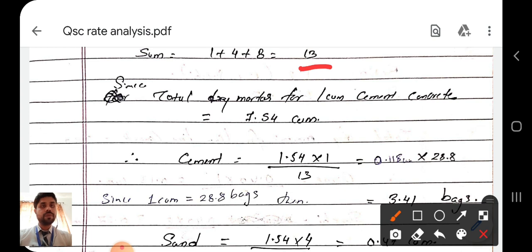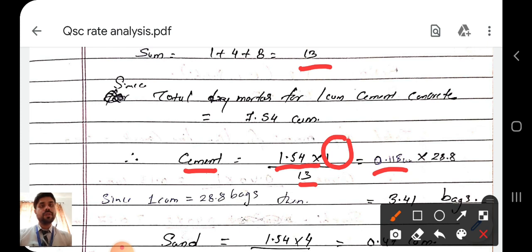So 1.54 will be divided by 13, and then it is multiplied by the ratio of that material. So the ratio of cement is 1, as we have discussed earlier. So here 1 is multiplied, which is equal to 0.118 cubic meter. And now as we know, the cement is always purchased in numbers of bags, so we have to convert this value 0.118 into bags.